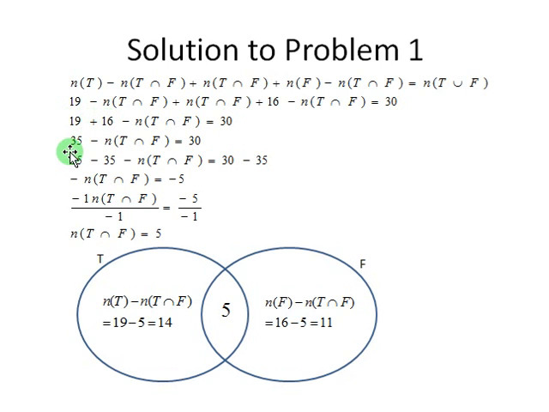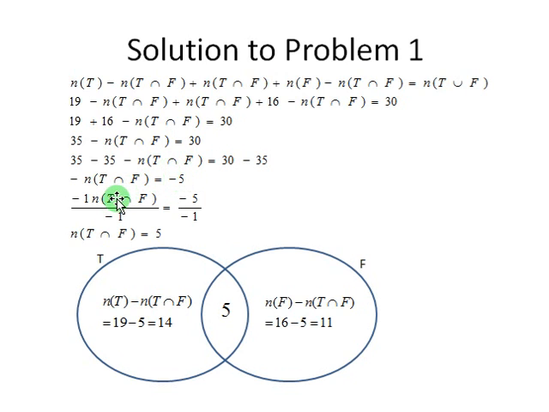19 plus 16 is 35. This stays as it is. This is the number of students who play both tennis and football. The whole of this will equal 30. In the next step, I subtract 35 on both sides of the equation. This leaves the negative number of those who play both tennis and football on the left hand side, and negative 5 on the right hand side.